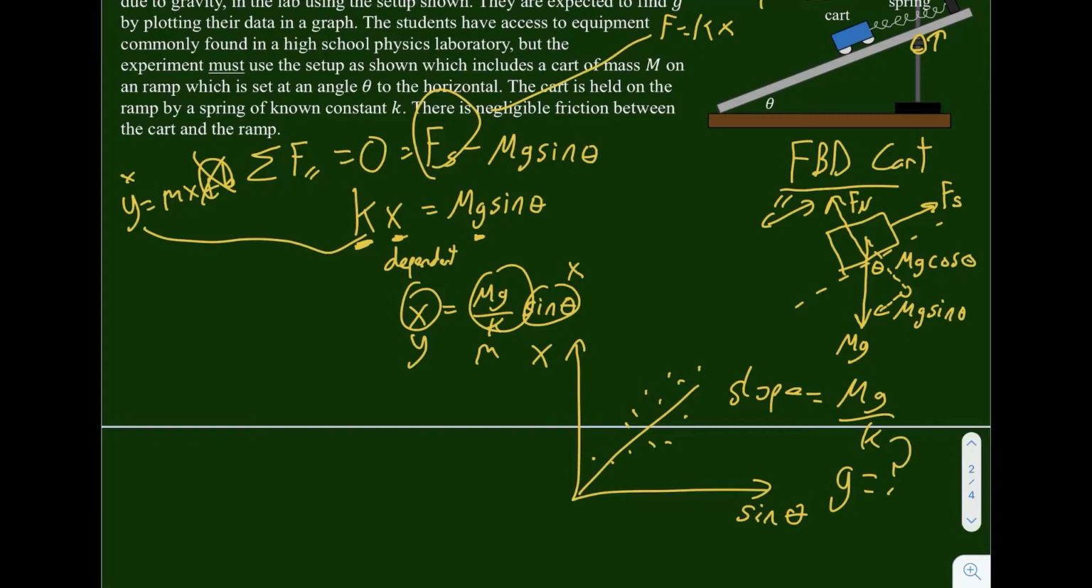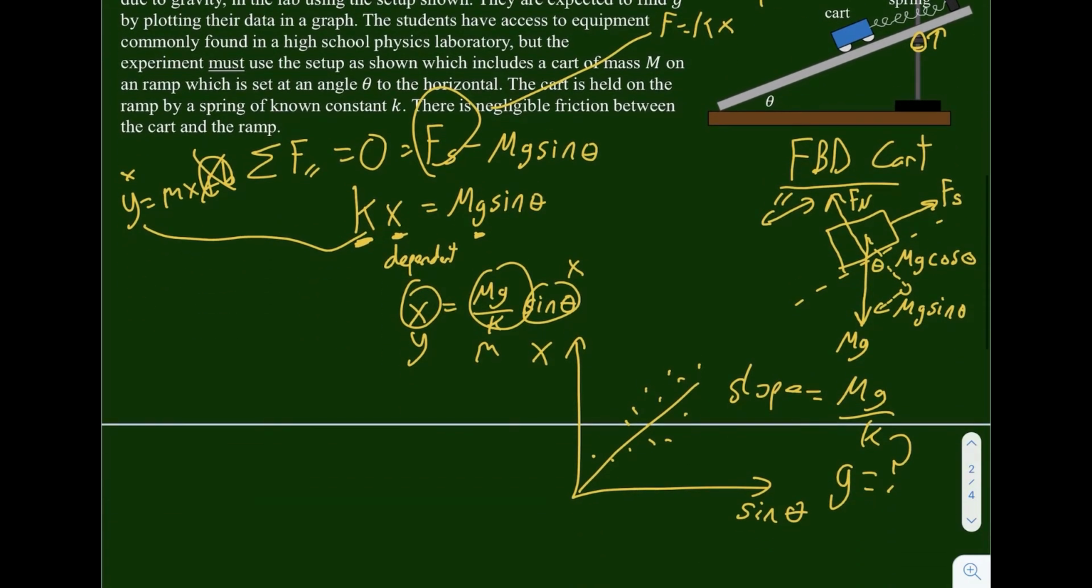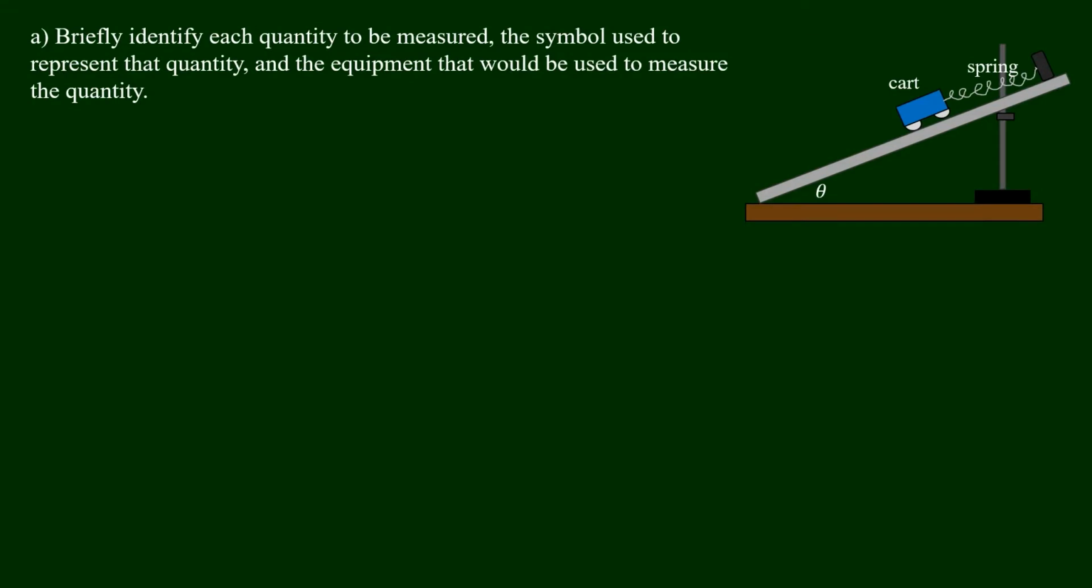So now that I have all that established, I know the math I need to do. I know what variables I need to measure, which variables I vary, which ones I'm keeping constant. Now I can go through and answer the question with words. All right, so now for the actual questions. Part A, briefly describe the quantities we're measuring, the symbol used for that quantity, and the equipment. So this is just telling the reader what variables we're using and how to measure them, and what the variables we're using are for the rest of the question.